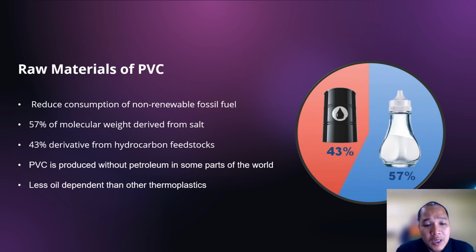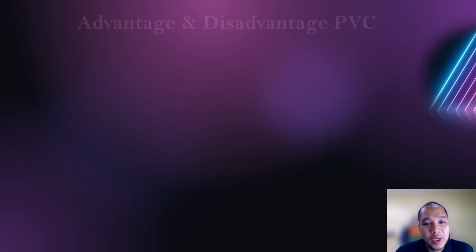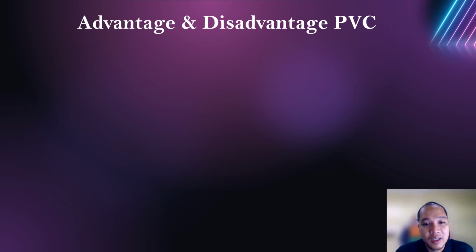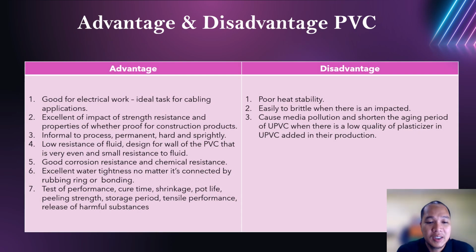There are over 50 quadrillion tons of salt dissolved in the sea, with over 200 billion tons of salt available underground. Reserves of this material are clearly abundant. Next, we can see the advantages and disadvantages of PVC. So we can go to the advantages.